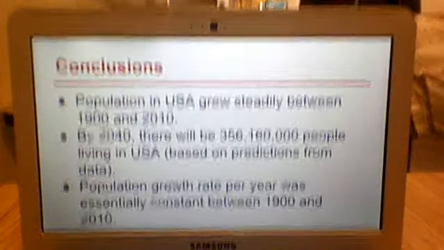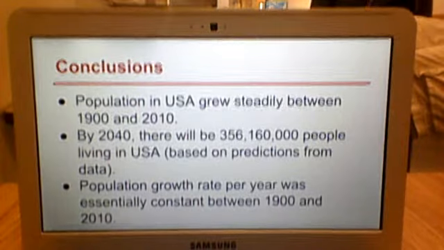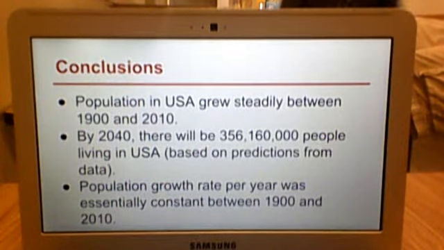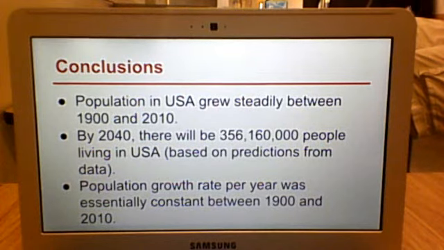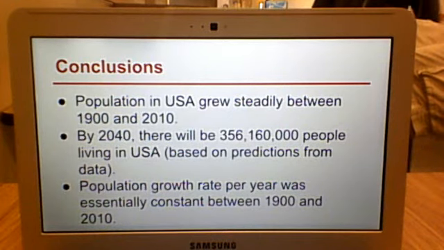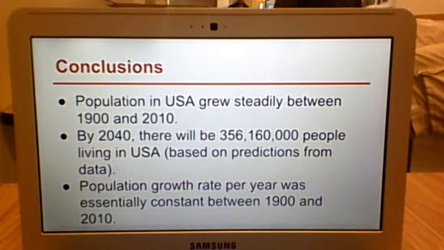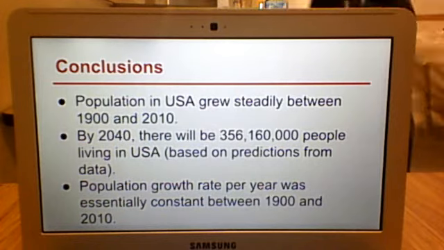And my conclusions are that the population in USA grew steadily between 1900 and 2010. Also by 2040, there will be 356,160,000 people living in the USA, which is based on predictions from my data. And then lastly, the population growth rate per year was essentially constant between 1900 and 2010.